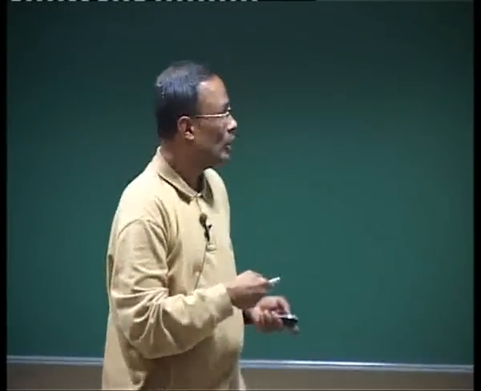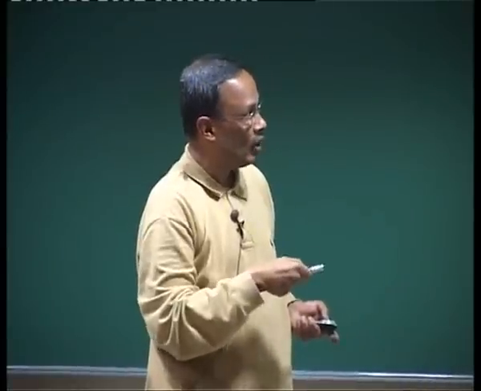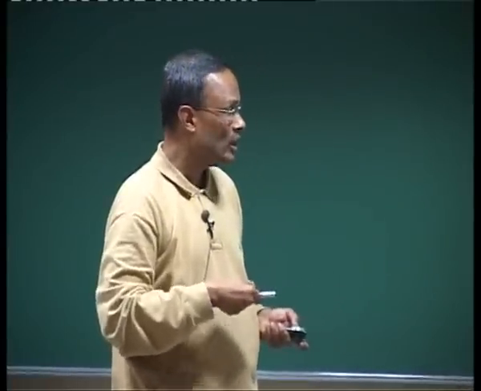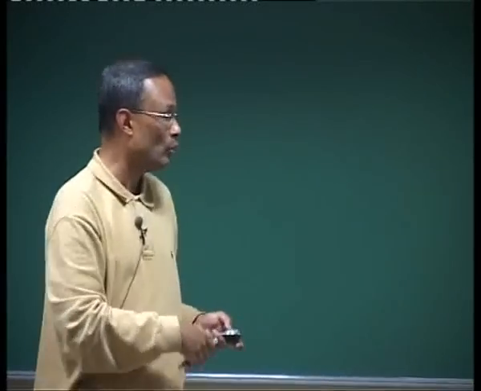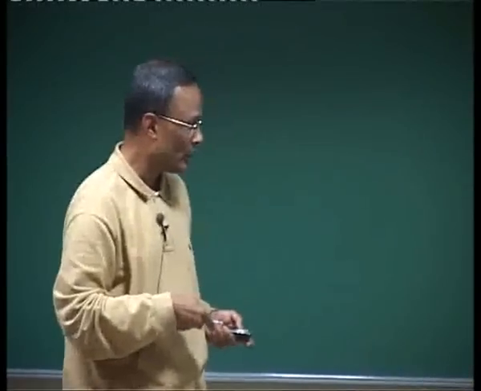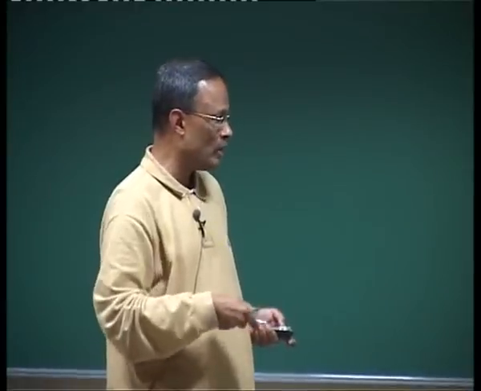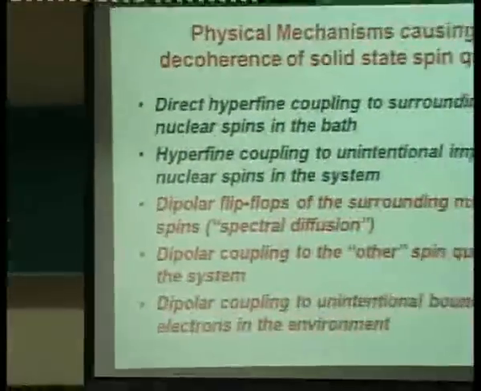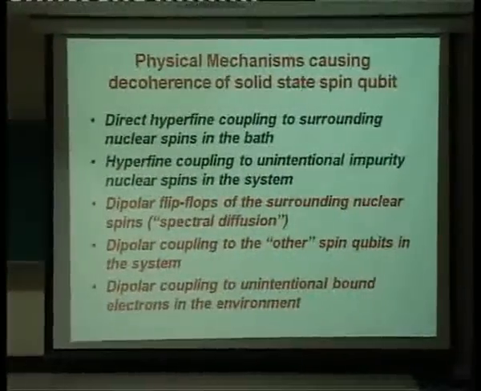So some of the terms that we know are direct hyperfine coupling of the electron spin to surrounding nuclear spins, hyperfine coupling to unintentional impurities, dipolar flip-flops of the surrounding nuclear spins, spectral diffusion, which I'm going to talk about, dipolar coupling to other spin qubits in the system, dipolar coupling to unintentional bound electrons. Any other spin that you have in the system, the electron spin will couple to and cause decoherence.